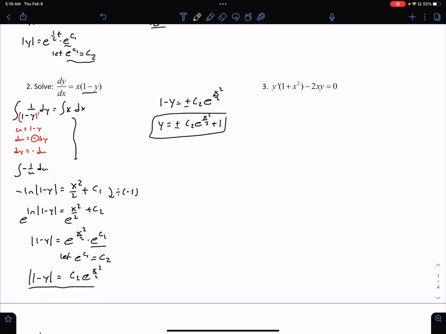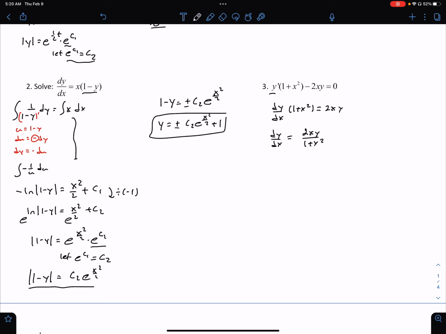So let's take a look at number 3. Oh no, number 3, it has this y prime. Y prime is just dy dx. So we'll just say this is dy dx times 1 plus x squared equals 2xy. So I'm going to bring my 1 plus x squared to the other side. So I get dy dx equals 2xy over 1 plus x squared.